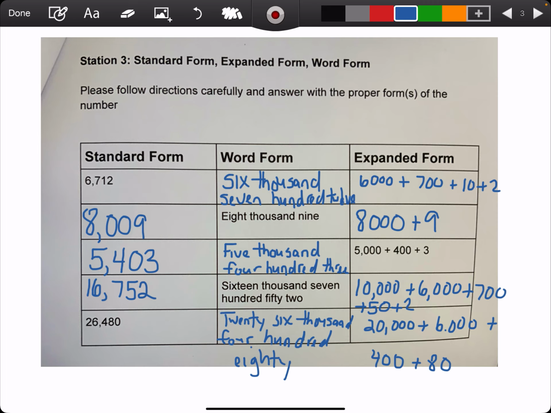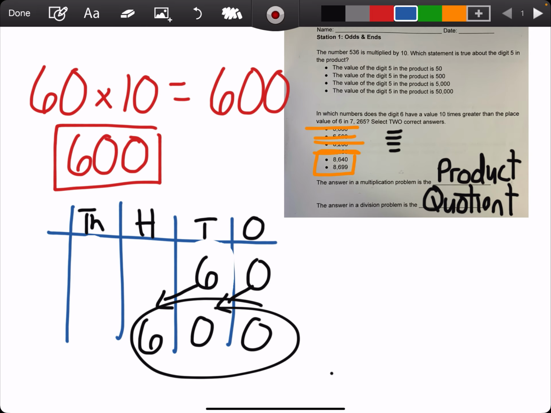Okay, so that was just a little bit longer than my videos would normally be, but that is going over the review sheet for the quiz that we're going to give on Friday.